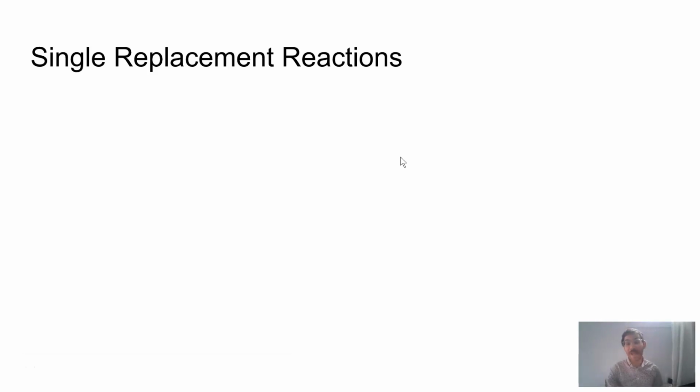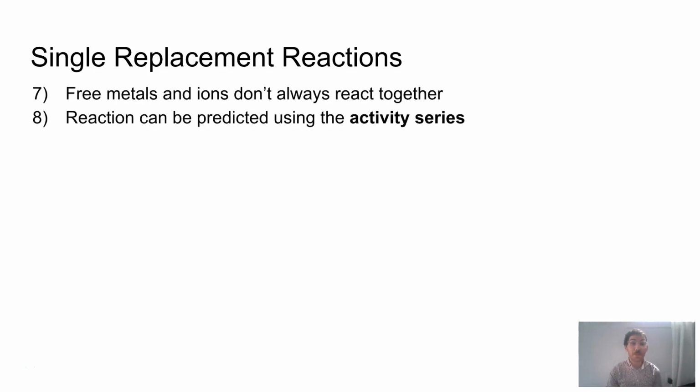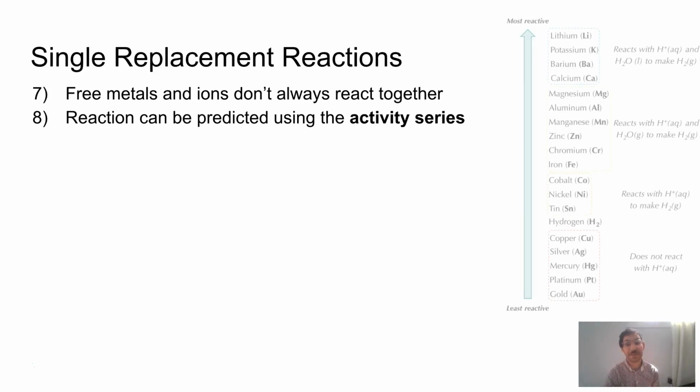Anywho, single replacement reactions. Let's talk about how we figure out if they're actually going to occur. I can mix 2 chemicals, but there's no guarantee that if I mix a free element and a binary compound that they will react. Free metals and ions don't always react together, but we can predict whether or not they're going to react using this thing called the activity series.